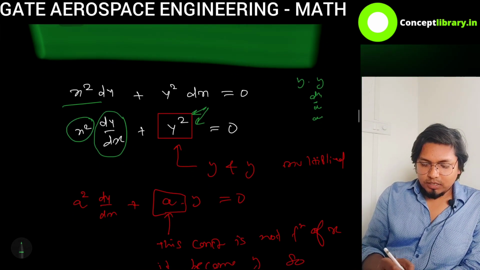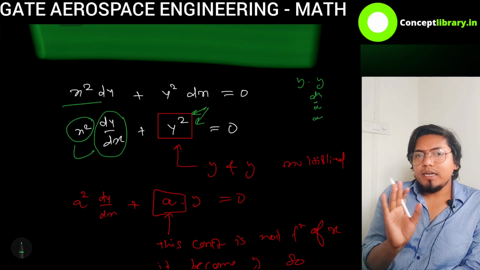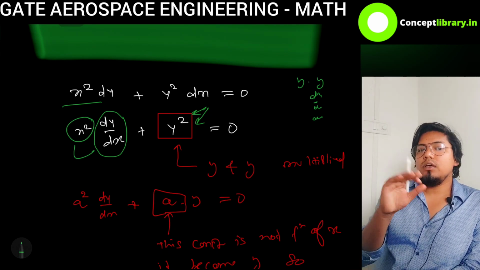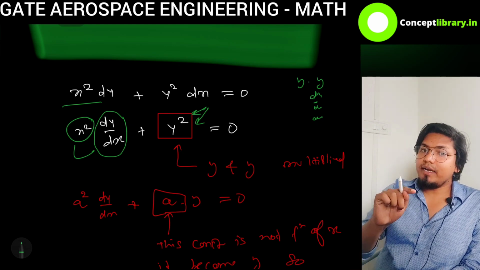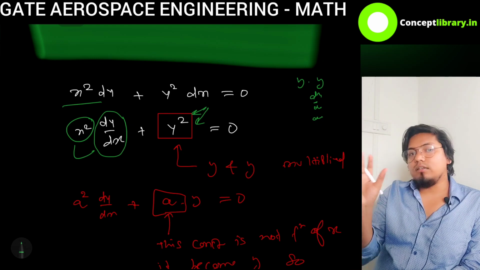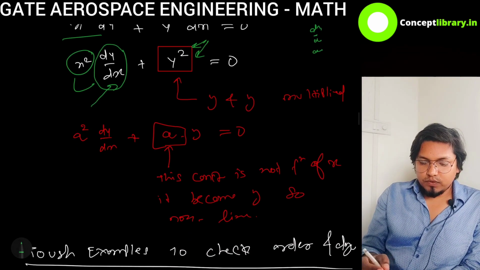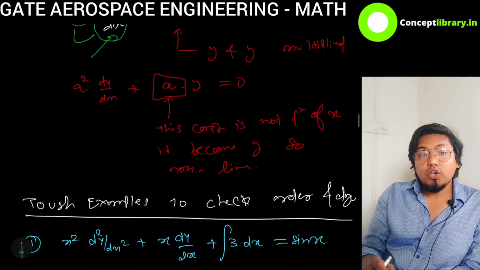So here x is multiplied, no problem, because x is the independent variable. Independent variable multiplication will not make the equation non-linear. Only the dependent variable and its derivatives should not multiply with any other. So here you can check, order is 1, degree is 1, and it is non-linear.